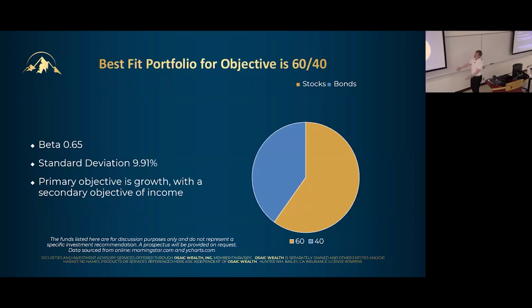But just conceptually, we know that our primary objective is growth because we're primarily looking to leave assets for the children. But we have a secondary objective of income because it is also important that his income needs are filled up, that little minority, until that time where he passes and leaves the assets.